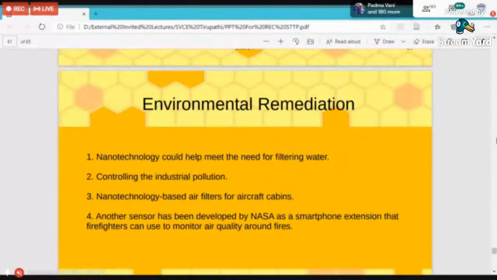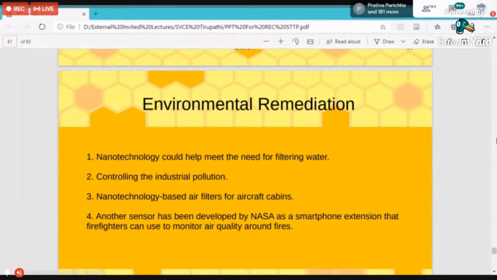Controlling industrial pollution, you can use nanotechnology based air filters for aircraft cabins. Whenever you are using these air filters, you can filter the air at the nano level. Then another sensor has been developed by NASA as a smartphone extension that firefighters can use to monitor air quality around the fire.